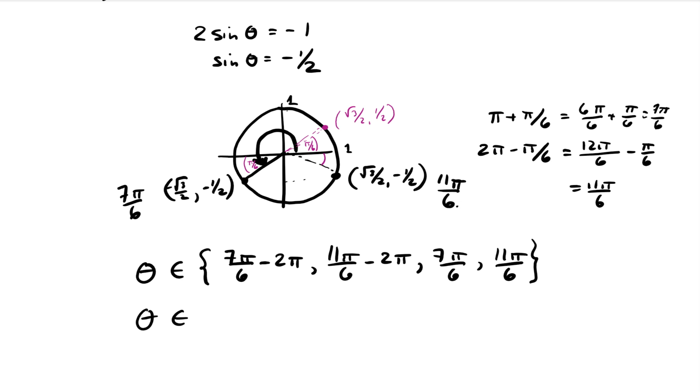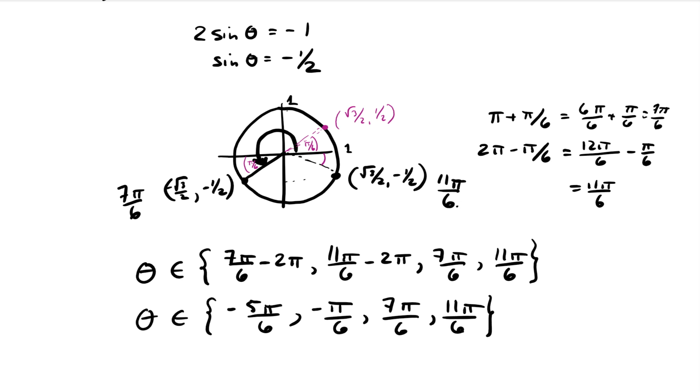So maybe let's compute those. 7 pi over 6 minus 12 pi over 6, that's -5 pi over 6. 11 pi over 6 minus 12 pi over 6, that's minus pi over 6. And then 7 pi over 6 and 11 pi over 6. So those are our four possible angles.